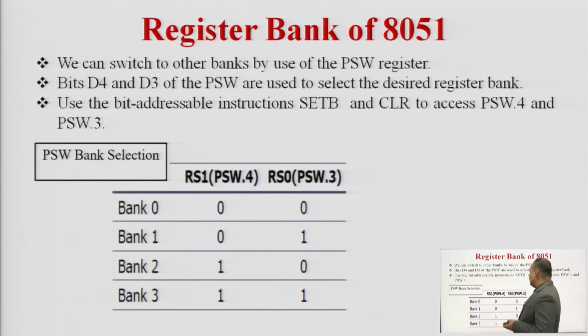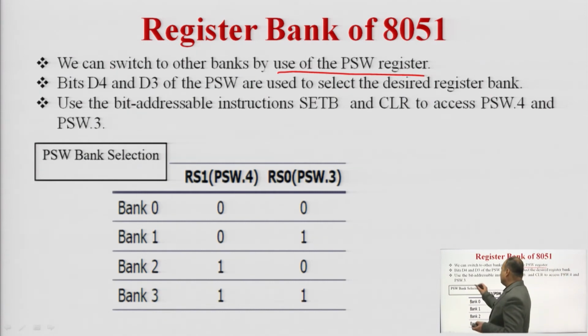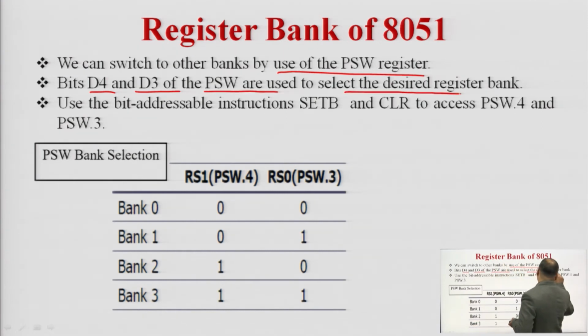We can switch to another bank by use of the PSW register. So, it is an important point. If you want to select any register bank other than bank 0, we can select the register bank with the help of PSW bits, that is the program status word register bits. Here in the PSW register, bits D4 and D3 are used to select the desired register bank. So, with the help of the D3 and D4 bits of the program status word register, we can select the corresponding register bank of the 8051 microcontroller.